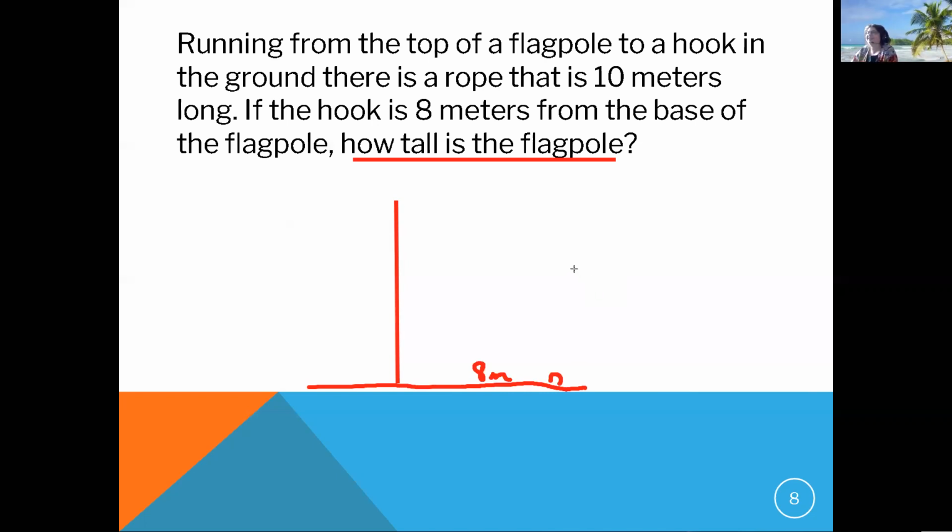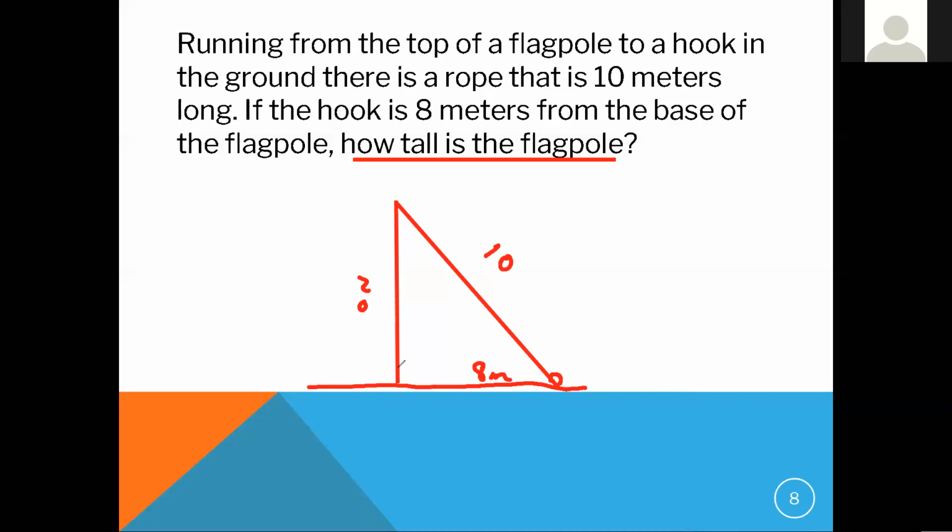Oh, yeah. So the rope is going from the flagpole to this hook in the ground, right? It's 10. And this is a question mark. The flagpole is the question mark. Where's the right angle?